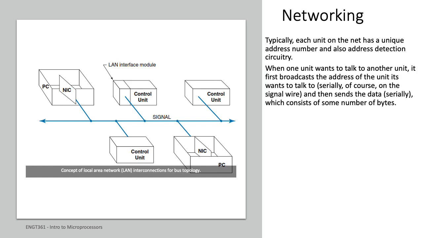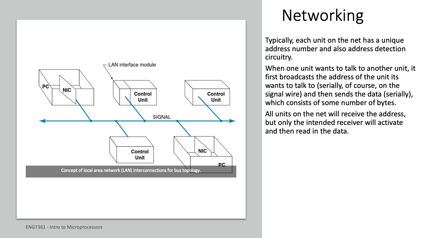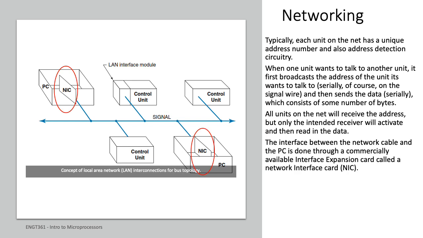When one unit wants to talk to another unit, it first broadcasts the address of the unit it wants to talk to, serially of course, on the signal wire, and then sends the data, serially, which consists of some number of bytes. All units on the net will receive the address, but only the intended receiver will activate and then read in the data. The interface between the network cable and the PC is done through a commercially available interface expansion card called a Network Interface Card, or NIC.